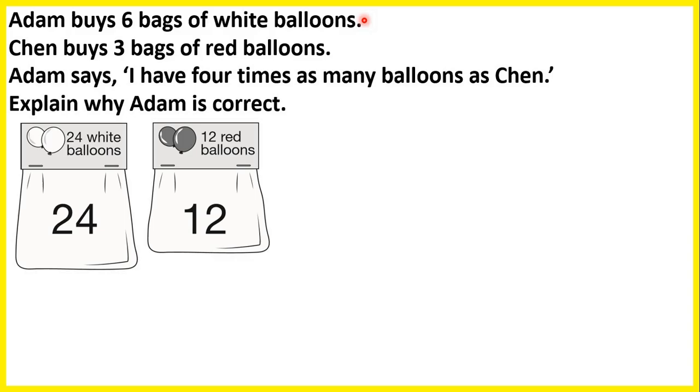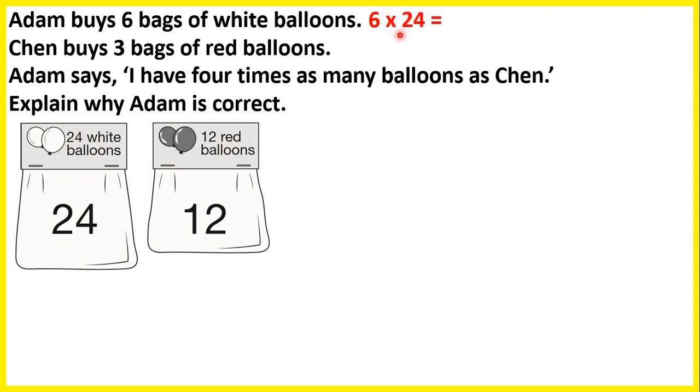Adam buys 6 bags of white balloons. Chen buys 3 bags of red balloons. Adam says, I have 4 times as many balloons as Chen. Explain why Adam is correct. Well, Adam buys 6 bags of white balloons, and there are 24 white balloons in each bag.